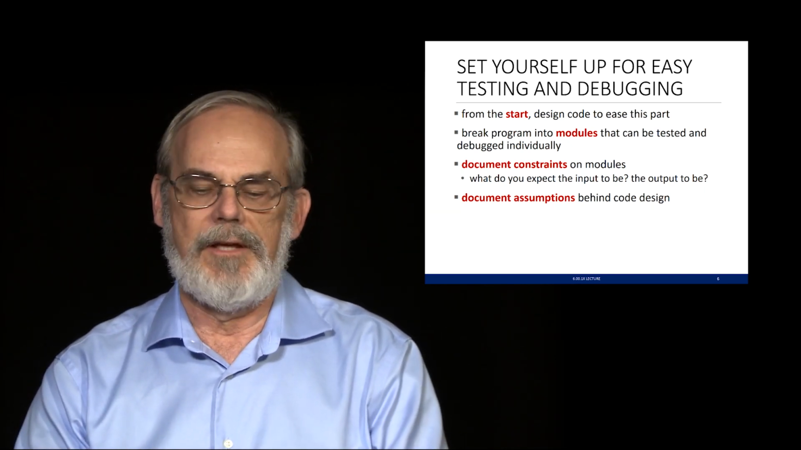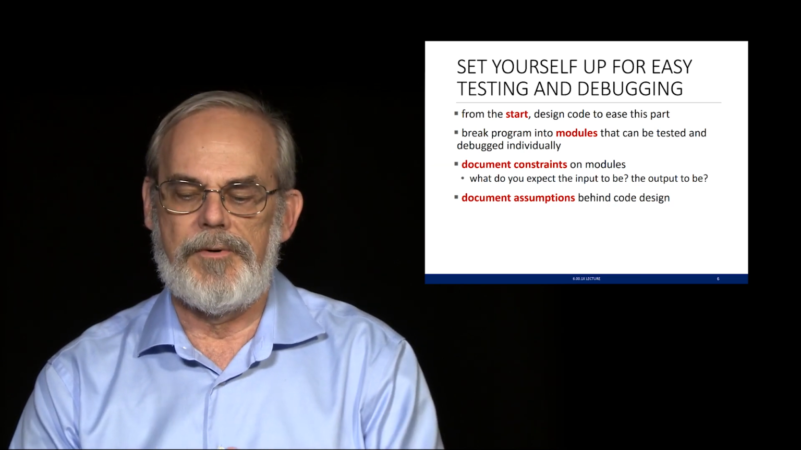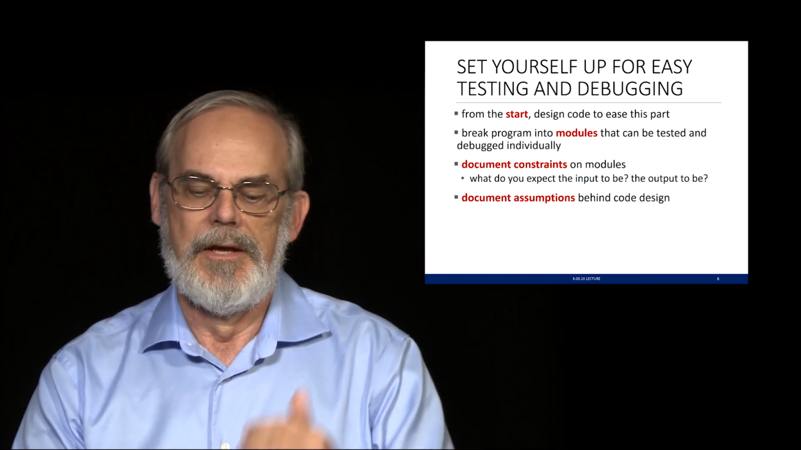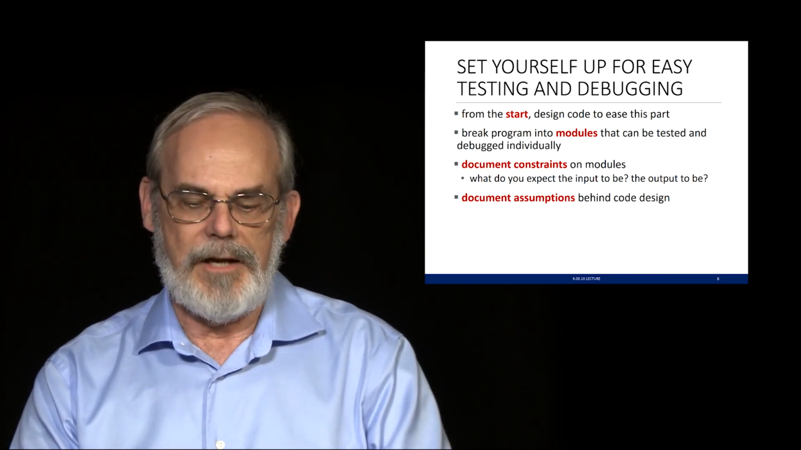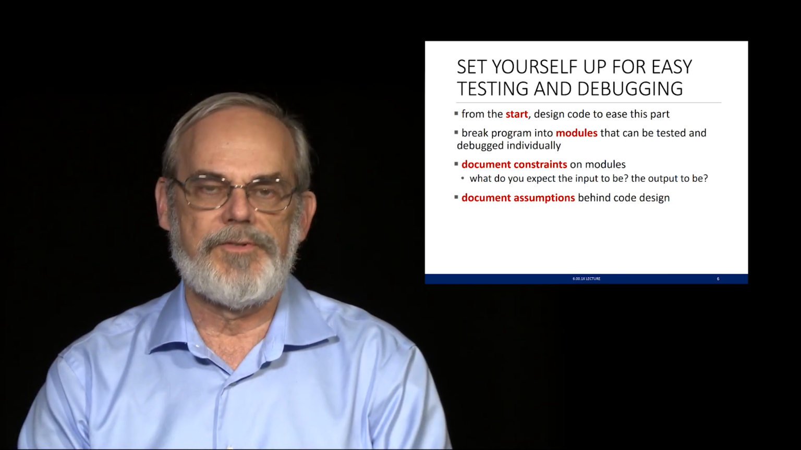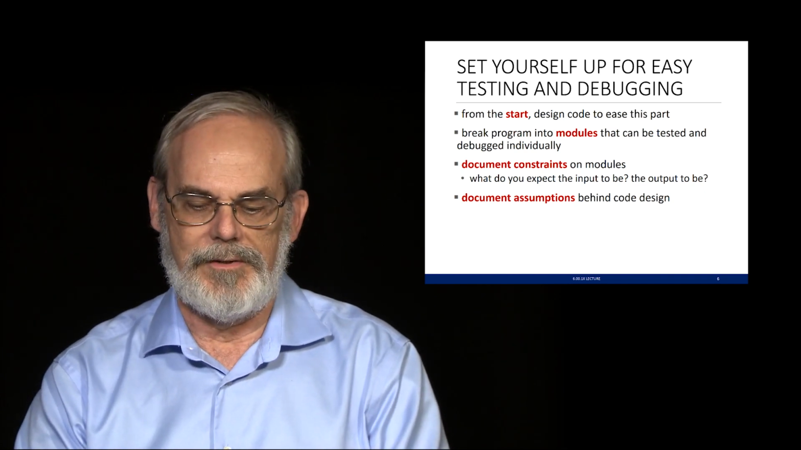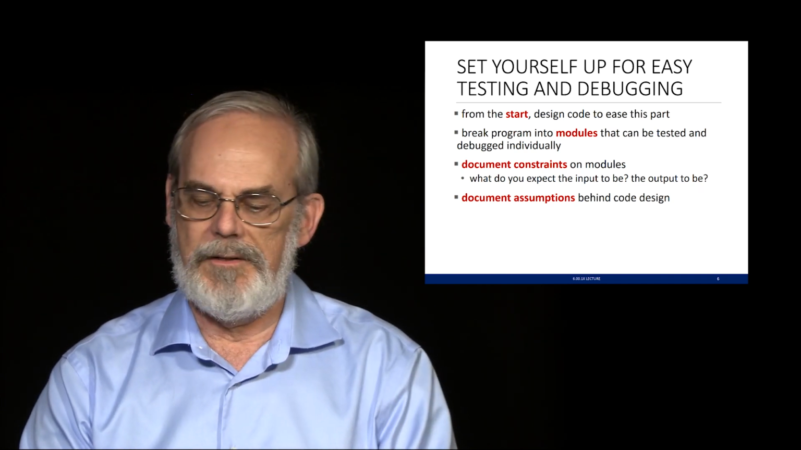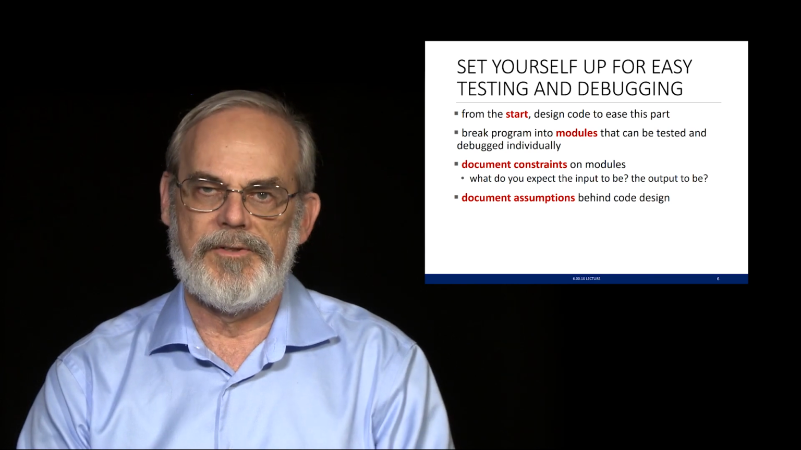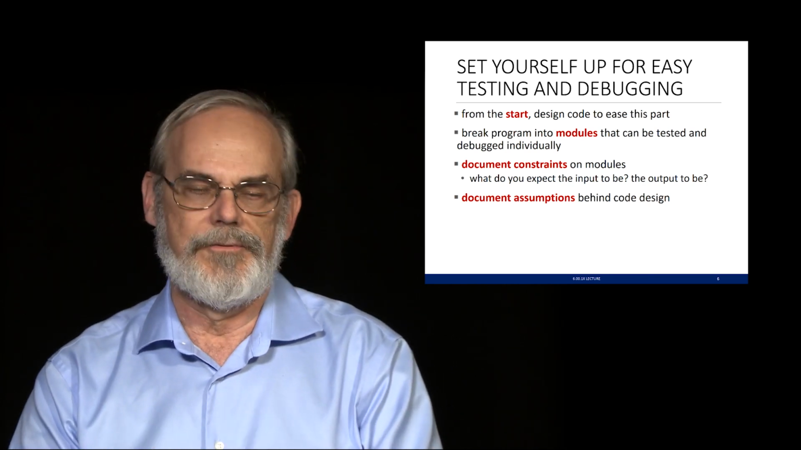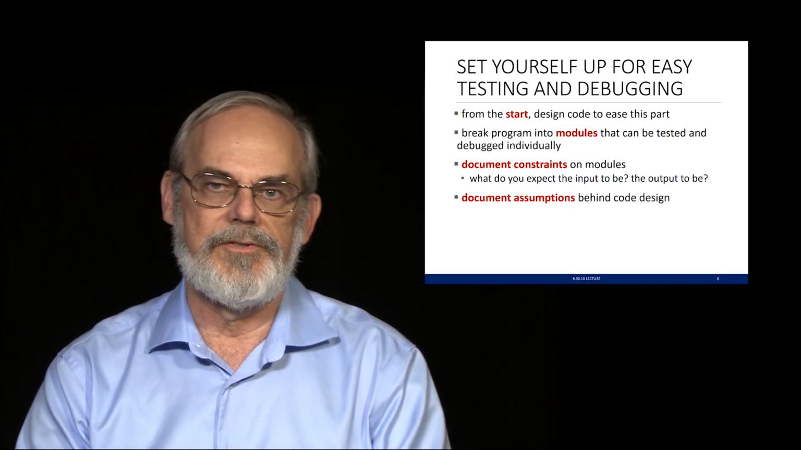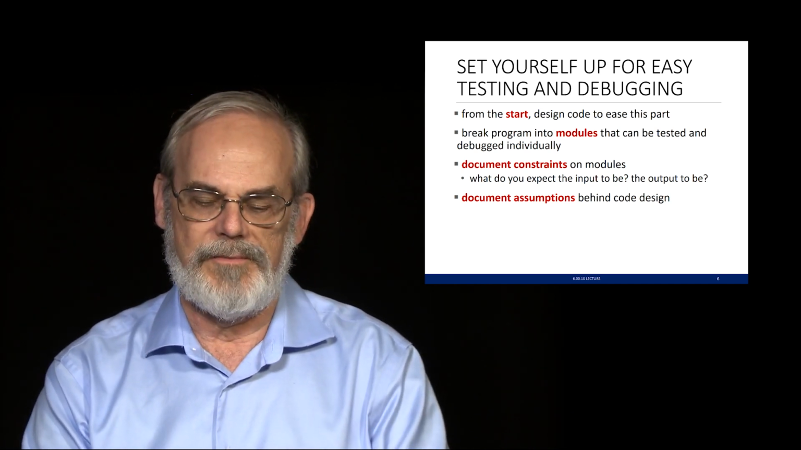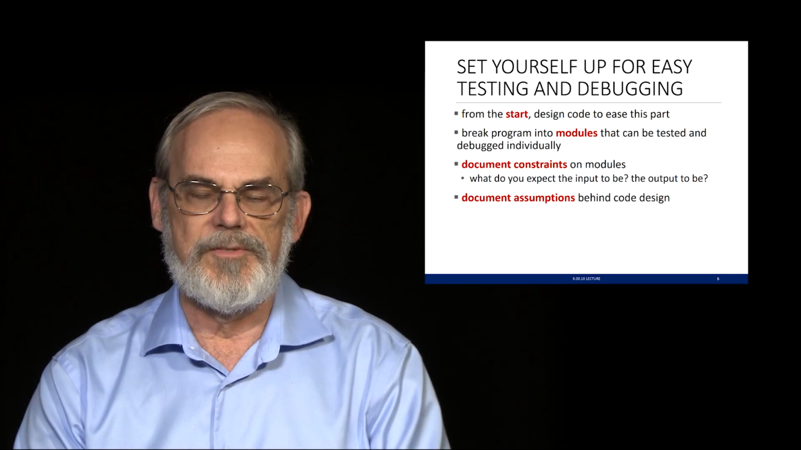First of all, design your code so that it easily supports testing and debugging. And that means doing things like breaking the program up into simple modules, self-contained modules that can be easily tested and debugged individually. Second thing you want to do is make sure you write those document constraints, those doc strings on the modules. What did you expect the input to be? What did you expect the output to be? That's going to give you information that's going to help you design both testing and debugging, because you know what you want to look at in terms of test cases that make sure the module is behaving the way you expected it to.